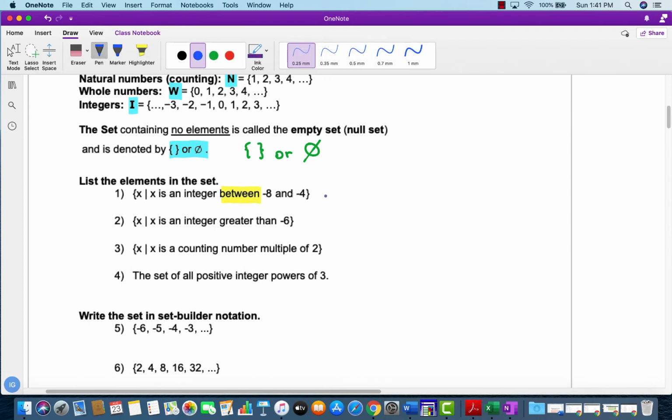Okay, now to write your answer, because it's a list, we're going to start with the braces and we're going to start writing all the numbers in between. So the numbers between -8 and -4 will be -7, -6, and -5. Notice I use commas to write them, commas in between. I start with the braces and I end with one.